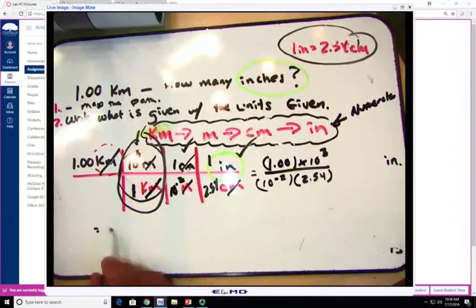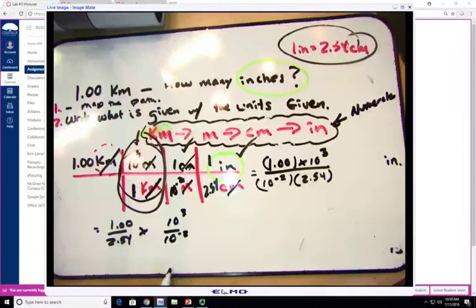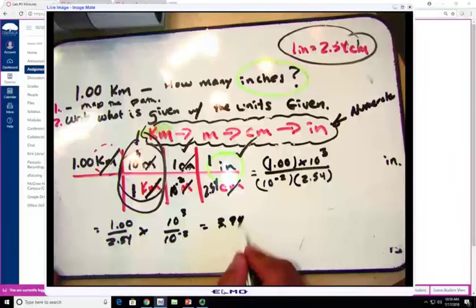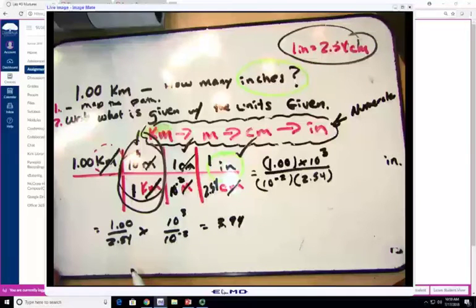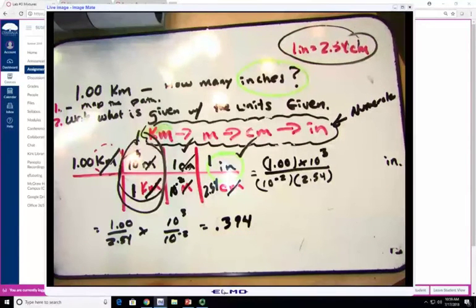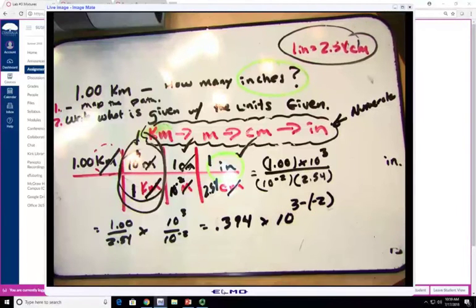So this is going to be 1.00 divided by 2.54 times 10 to the third over 10 to the minus 2, right? So 1 over 2.54 equals what? Let's just do this simple math right here. What is it? 0.394. So I'll just leave it like that because I want to do every step. 0.394, okay? And then it's going to be times 10 to the 3 minus a minus 2. Does everyone follow that?